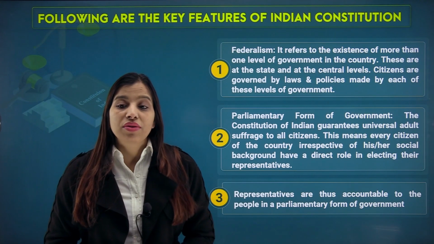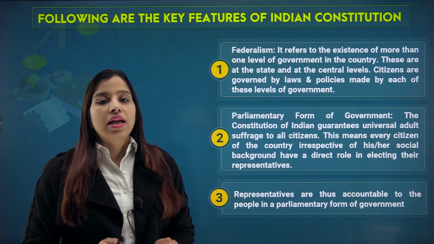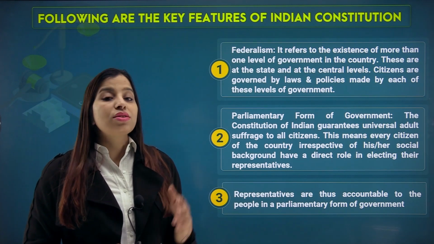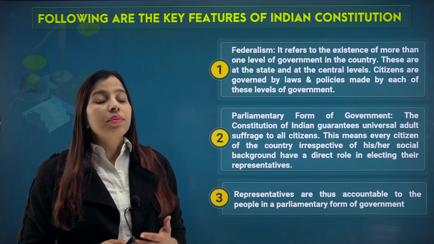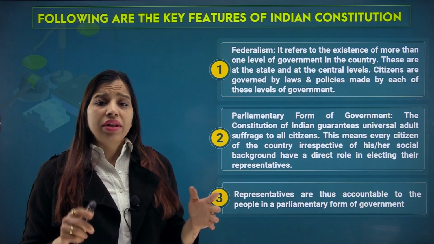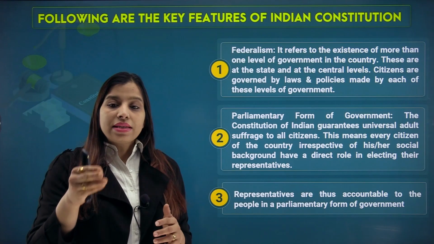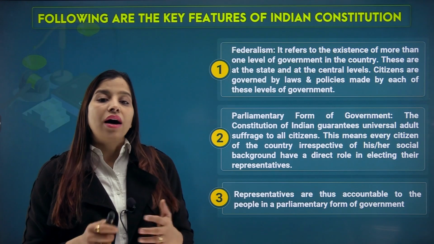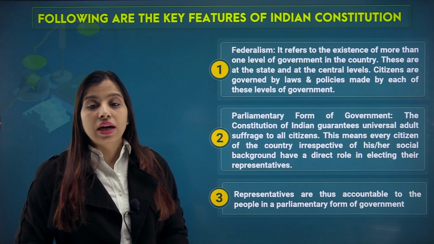Next is the parliamentary form of government. The Constitution of India guarantees universal adult suffrage to all citizens. Let's revise what universal adult suffrage is. That is the right given to all the citizens to use their power to vote, to choose the representatives when they become 18 years or above. Irrespective of their caste, color, creed, religion, it does not matter. What matters is the age. And this is known as the parliamentary form of government, where we have the right to choose our representatives. Representatives which we choose are thus accountable to form the government.